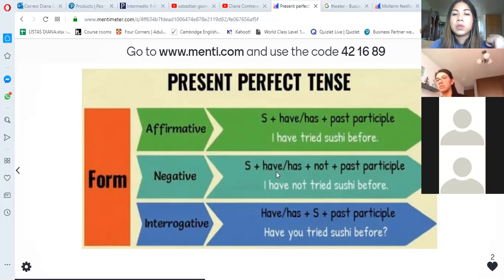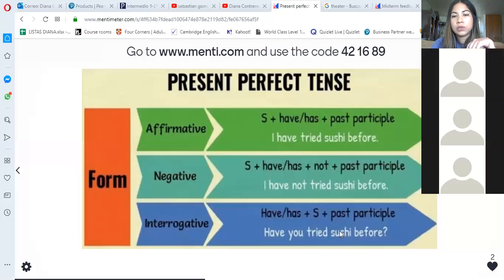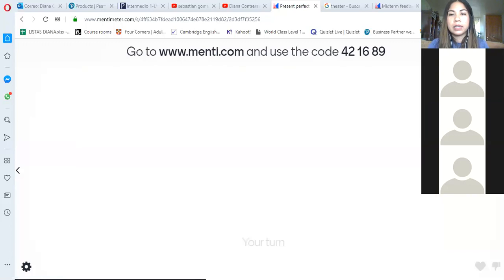In negative form, you need auxiliary plus not. You can contract auxiliary have not for haven't, or has not for hasn't. Okay? And for a question, you just need to exchange subject and auxiliary. You say, have you tried sushi before? And you put the auxiliary at the beginning and the subject after the auxiliary. Questions? No. This information is in your book, page 74.